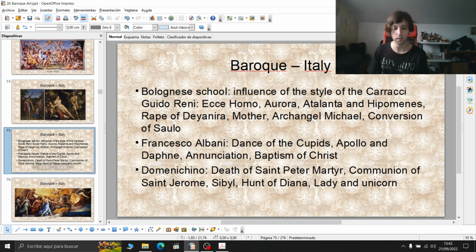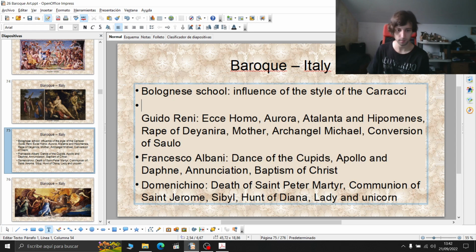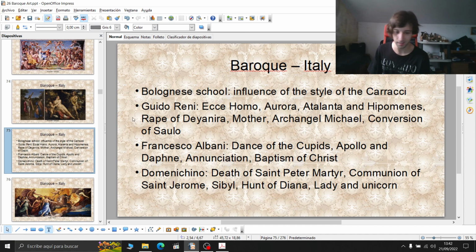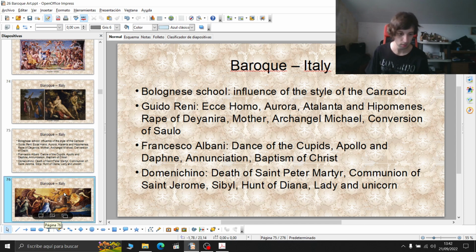Bolognese school, influence of the style of the Carracci. Guido Reni, with different paintings, because they have so many paintings. This is the description of the video and it has a limit in the words, so I just write the names of the paintings. So here Bolognese school, there are Guido Reni, Francesco Albani, and Domenichino.